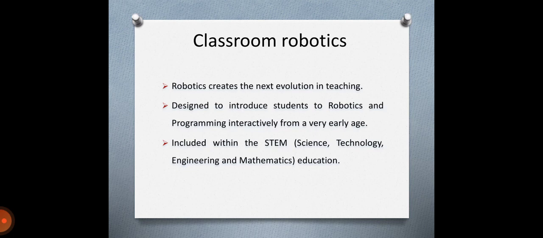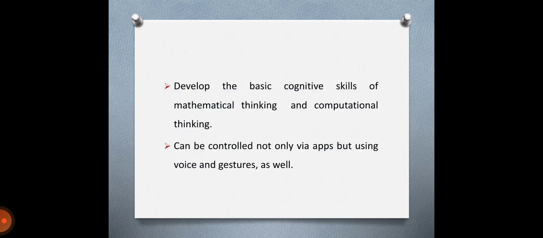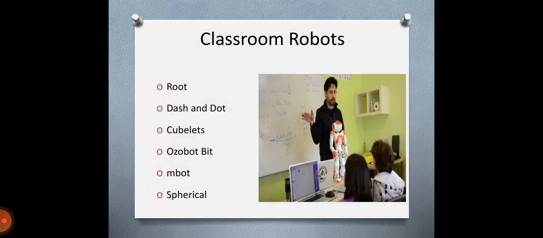Robotics creates a new evolution in teaching. It introduces students to robotics and programming, how to program robots, at a very young stage. So it is included within STEM education. STEM involves science, technology, engineering, and mathematics. It develops the basic cognitive skills of mathematical thinking and computational thinking. It can be controlled not only by apps but also by voice and gestures as well.